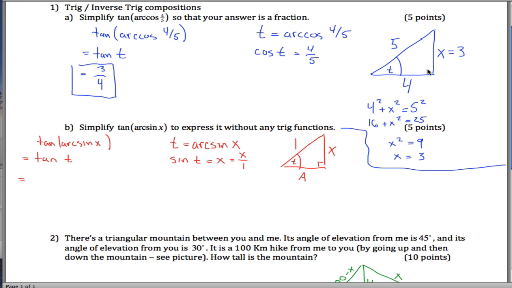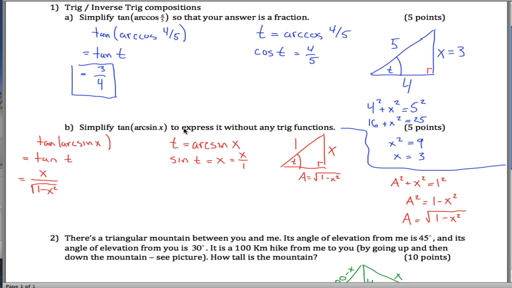I know that a squared plus x squared has to be equal to 1 squared. In other words, a squared has got to be 1 minus x squared. So a has to be the square root of 1 minus x squared. Note I took the positive because I have a length here and I want it to be positive. So now that I have all three sides of this triangle, I can figure out the tangent of t, because the tangent of t is just opposite over adjacent. In this case, the tangent of t would just be x divided by the square root of 1 minus x squared.